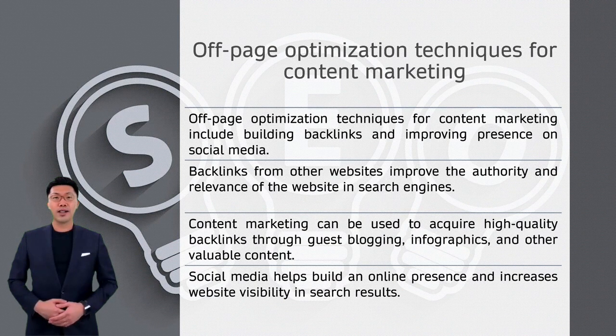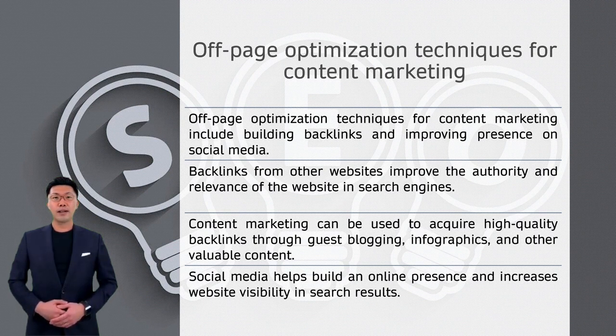Off-page optimization techniques for content marketing include building backlinks and improving the website's presence on social media. Backlinks are links from other websites to your website, and they can help improve the authority and relevance of your website in the eyes of search engines. High-quality backlinks are an important factor in SEO, and content marketing can be used to acquire them through guest blogging, infographics, and other forms of valuable content.